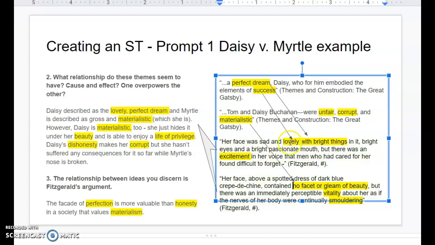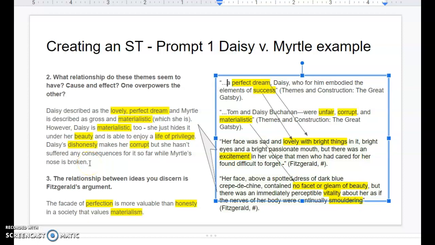So it almost seems like Daisy and Myrtle are both greedy. They're with Tom for the money, but Daisy gets this flattering portrayal while Myrtle gets this ugly portrayal. And it seems to be because Myrtle is the materialistic side and Daisy is this perfect dream of success side, even though we know that's not real. Okay, so here's how I've written it out.